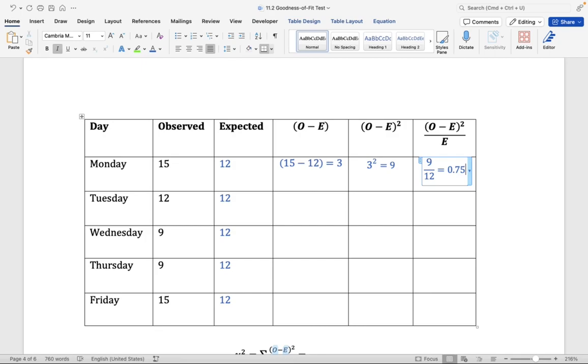Just leave it as a fraction. We can just add the fractions at the end. So again, (O minus E) squared divided by E for Monday is 0.75. Okay? Now let's go ahead and do Tuesday.